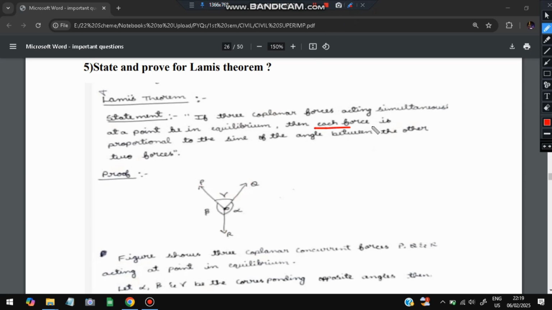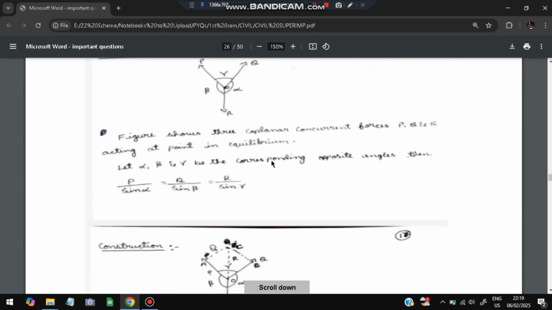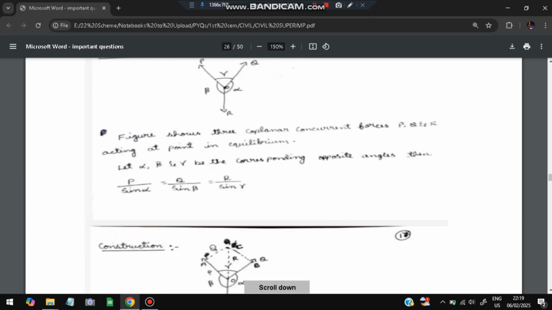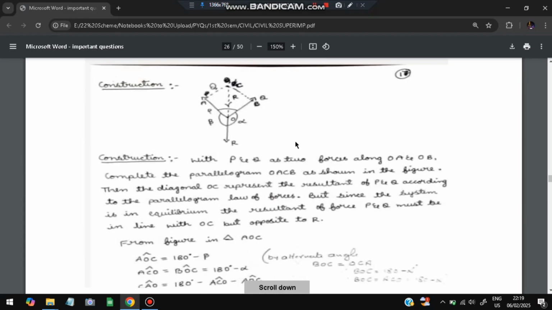At the point of equilibrium, each force is proportional to the sine of the angle between the other two forces. That is Lami's theorem. Now we have to prove Lami's theorem. So basically, P by sine alpha is equal to Q by sine beta is equal to R by sine gamma. To prove that, we have to make a diagram like this. In this diagram, this is R, this is P, this is Q.